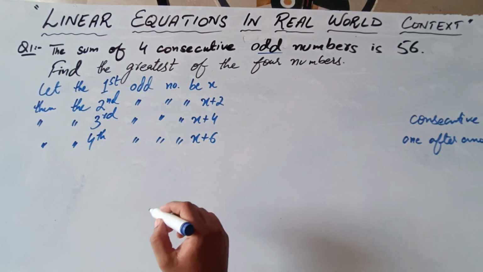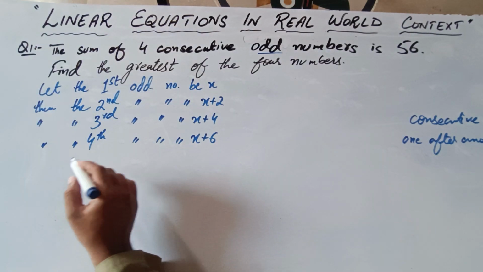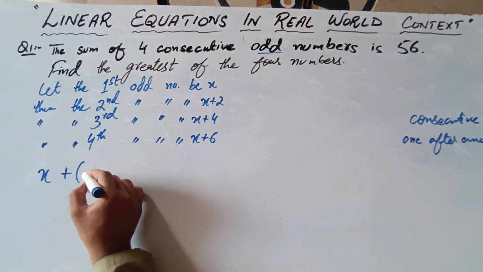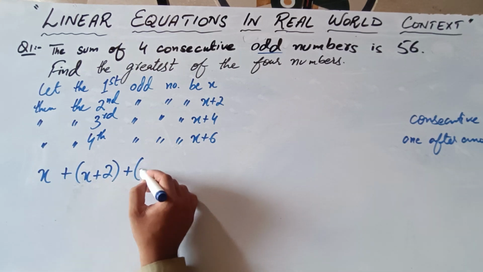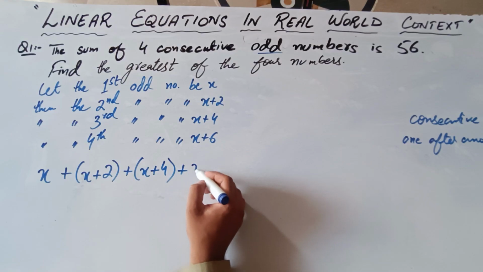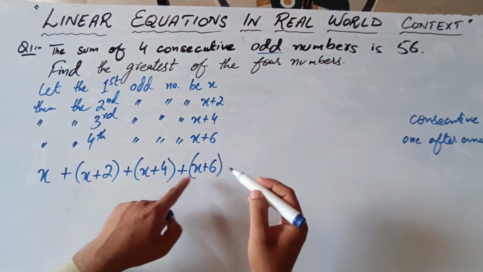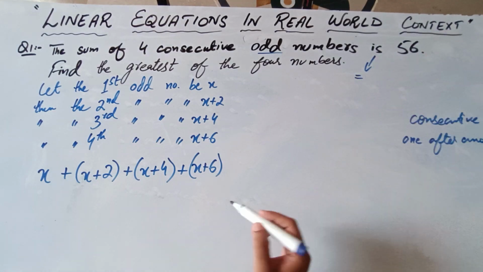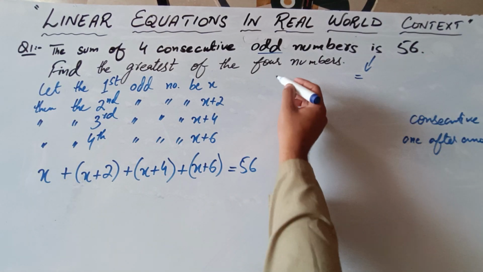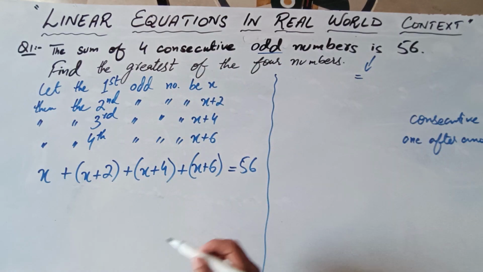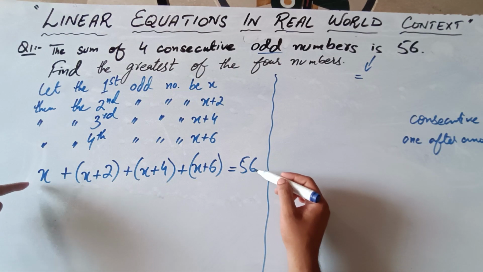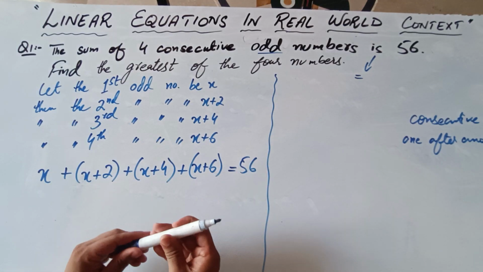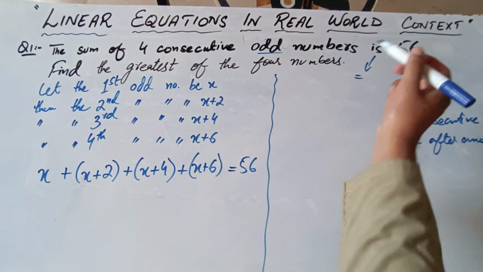Now how to construct the equation? They are saying the sum, which means plus. We will add these 4 odd numbers: first odd plus second odd plus third odd plus fourth odd. The sum of these 4 odd numbers is equal to 56. Now they are saying find the 4 odd numbers. Now we have to simplify, we have to solve this equation to find the value of x. Then I will show you how to find those 4 odd numbers whose sum is 56.